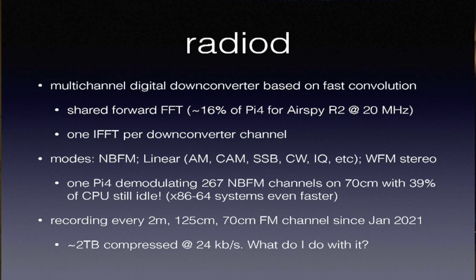So yeah, I have one Pi 4 at home. Actually, I have several of them running at home, but the one that is demodulating the 70 centimeter band is right now demodulating 267 narrowband FM channels at the same time, with 39% of the CPU still idle. And if you run this on an x86 system, that's even lower. I mentioned the Pi 4 because it was a relatively cheap system, and hopefully will be again. And it is actually fast enough to run all this stuff.